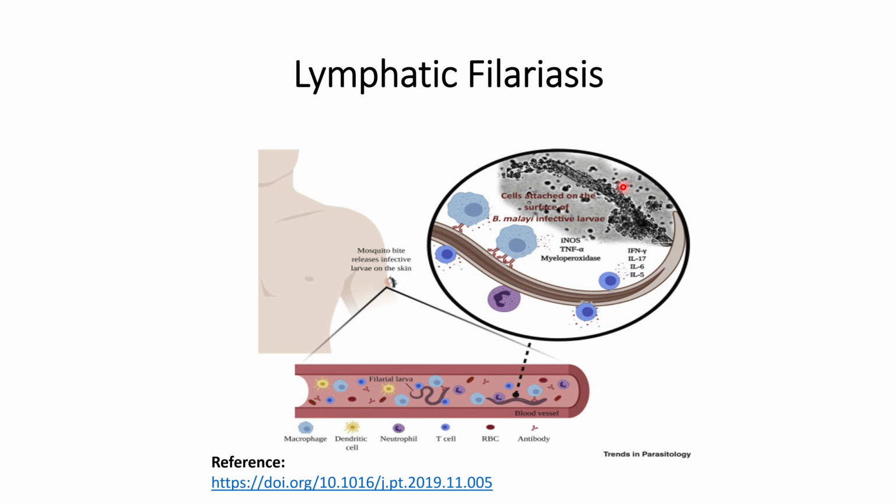And this is the actual view that has been shown here, where a larva infected by B. malayi has been attached by different immune cells, and this larva will soon be dead because of the immune action of those cells attached to it. This is how the immune system of the host works against lymphatic filariasis.